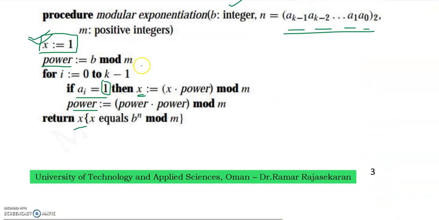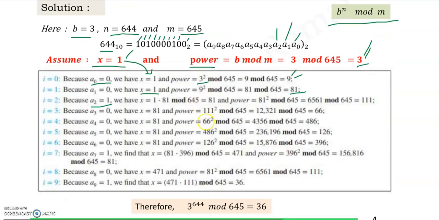Okay, what is the rule for new x? x is equal to x multiply power, then apply modulo m. So now I have to calculate the new x, that is equal to the old x, that is x1, multiply this power. What is the power? The last value, that is the last power, that is 81. So 1 multiply 81, that is 81. This value is x.